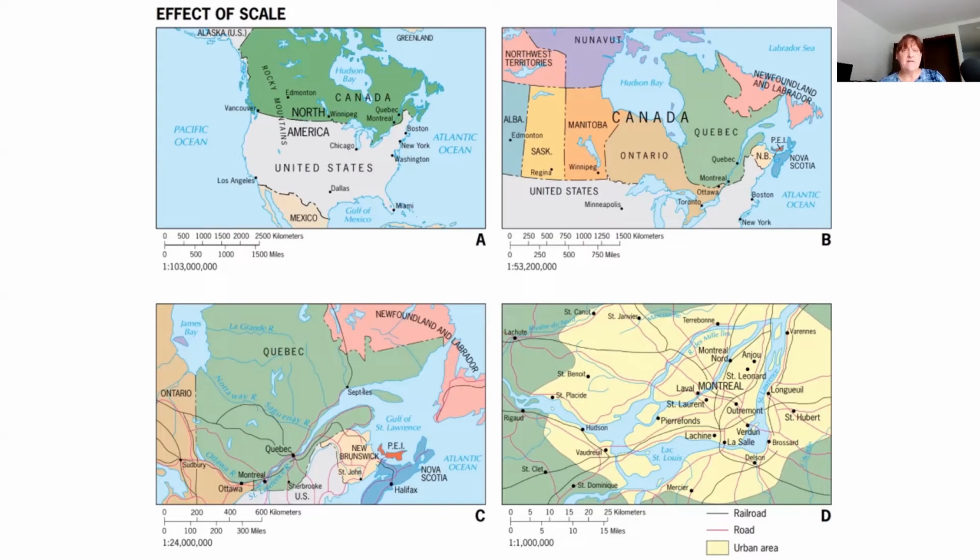And here you see we have maps, and we can look at the fact that we have a map of North America and Canada, and it is representing North America, what we want to look at. If you look at the scale below it, 1 to 103 million, the larger the number, the further out the scale is. If you look down to the left at the city of Montreal, you see that the scale is 1 to a million. You see that the area is much larger. So we can use scale to represent an area that we want to fix on.